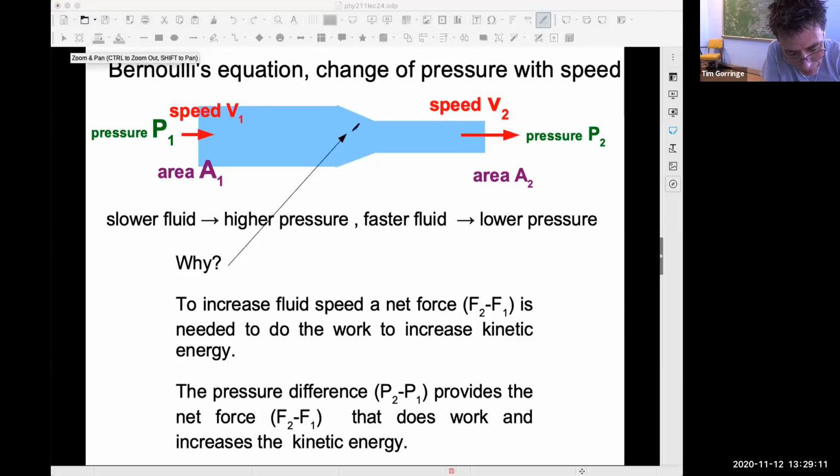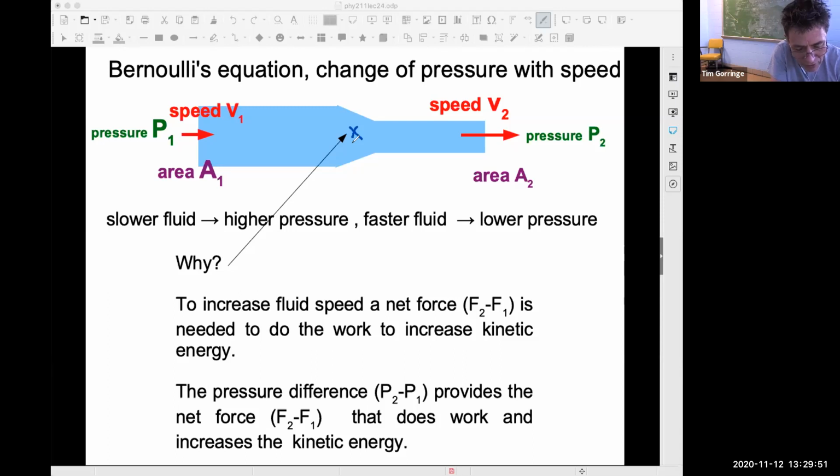The fluid is sped up in this region of the constriction. Well, what do you have to do to speed something up? We actually know what you have to do to speed something up. You have to do work on that something. So we've got to do work on the fluid to speed it up, which means that we've got to exert a net force on the fluid to speed it up. So what's happening in this region of the constriction is some work is being done on the fluid. What's happening in that region of the constriction is that there's a net force being exerted on the fluid.